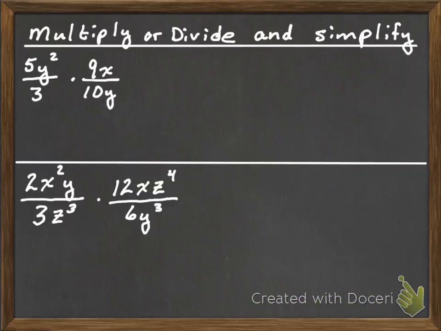All right, so now we're going to get into multiplication. Now, if you notice, this problem also does not have any addition or subtraction. Therefore, what we're going to do is just prime factor everything. All right, so the first one would be 5 times y times y. 9 is 3 times 3 times an x. And then 10 is 2 times 5.